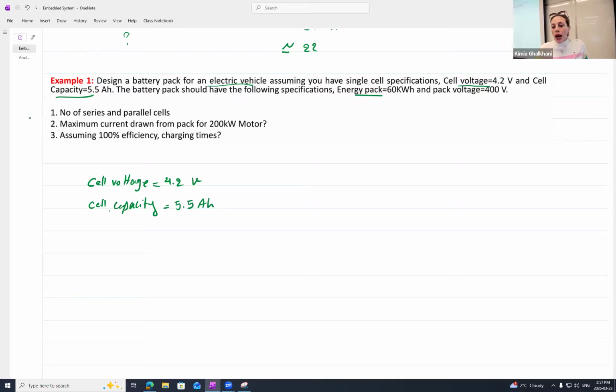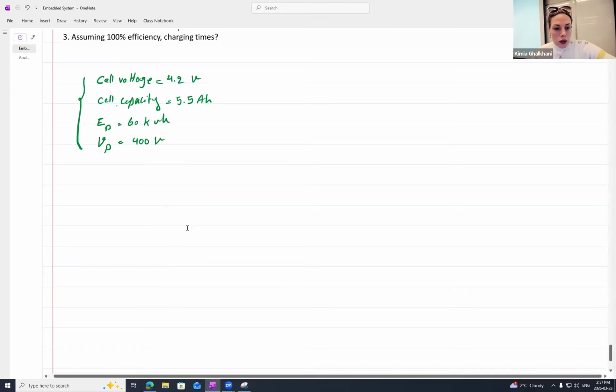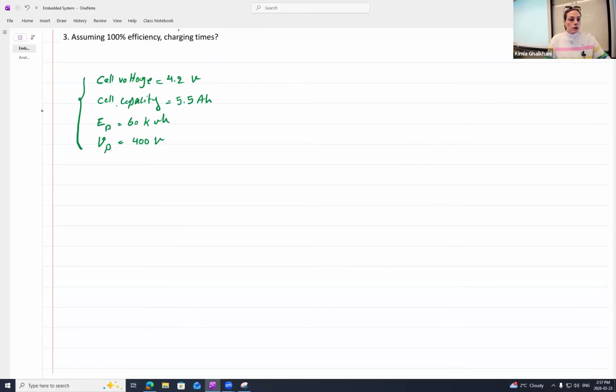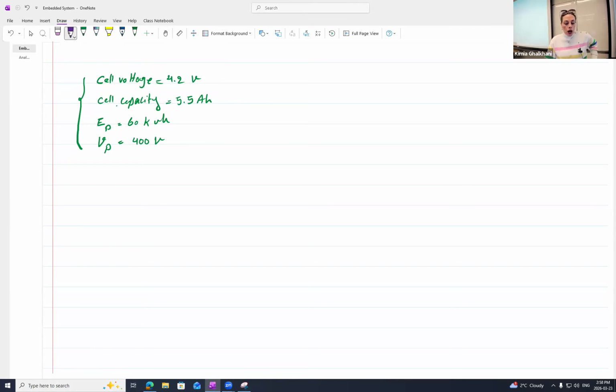And then the battery pack should have the following spec. Your energy per pack is going to be 60 kilowatts. So EP is going to be 60 kilowatts. And the pack voltage, VP, is going to be 400 volts. So these are what I have from the example. Now I have been asked to calculate the number of series and parallel cells. Having this in mind, let's start the calculation. This is important. Try to learn it and ask me if you have any question.